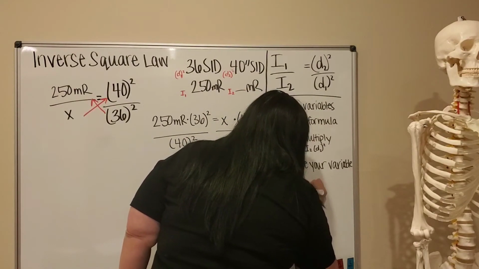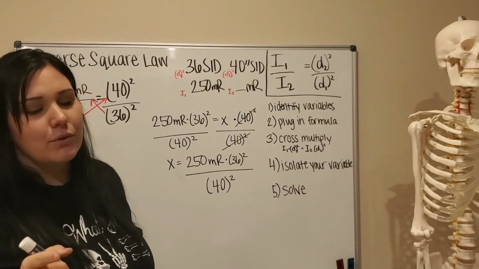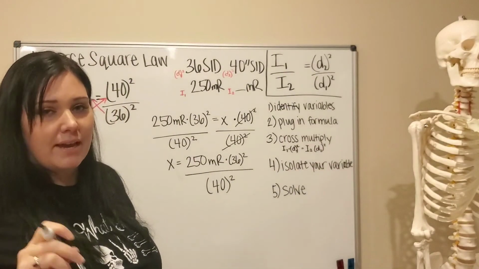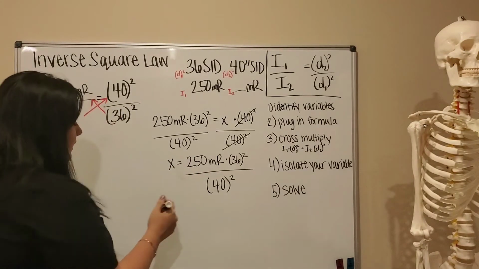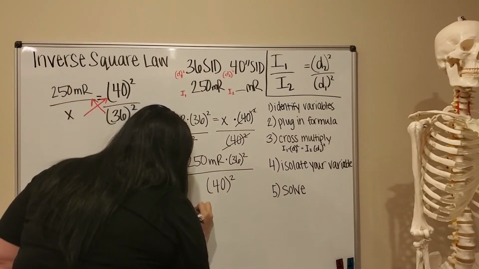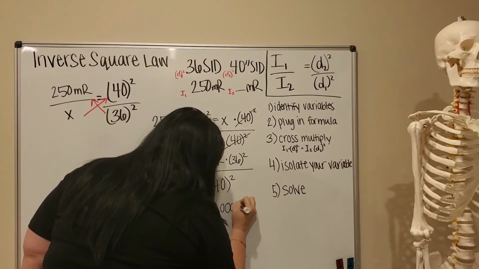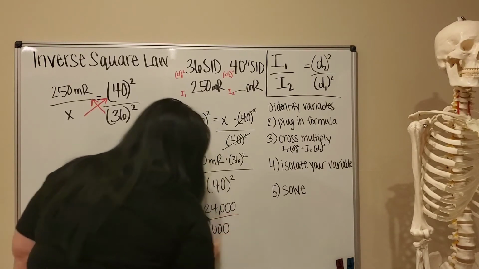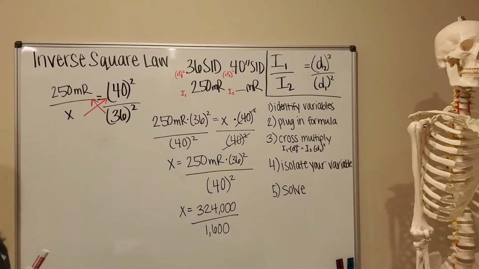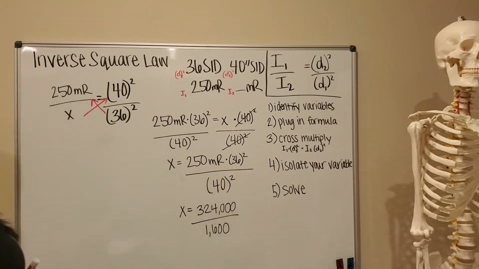So like all good college students, using your scientific calculator, and if you don't have one, most modern cell phones have one that you can at least use this with, you would get x is equal to 324,000 on top over 1,600. Okay? So this equals the 324,000, 40 squared equals the 1,600.